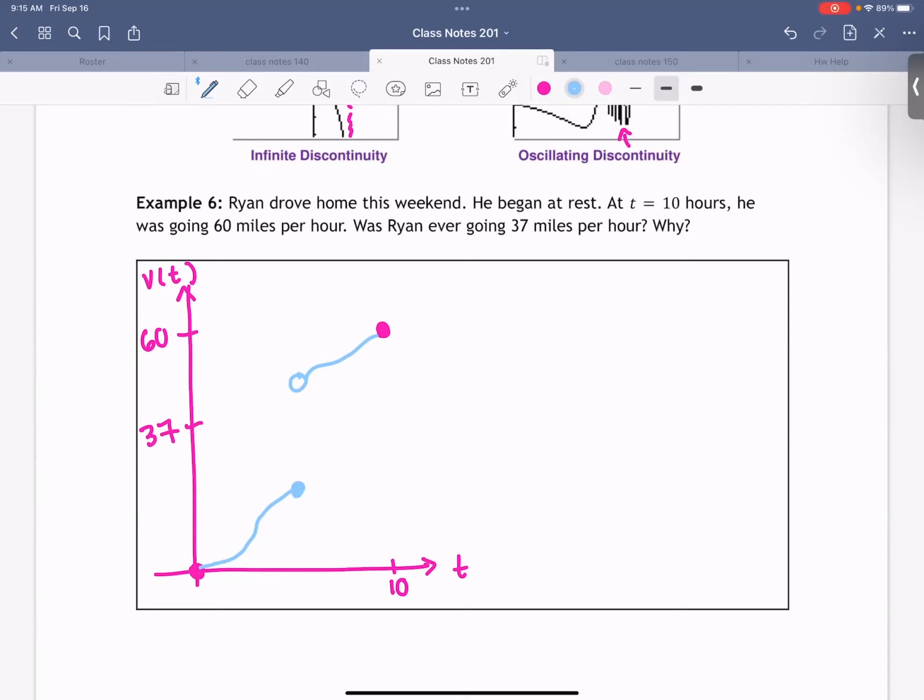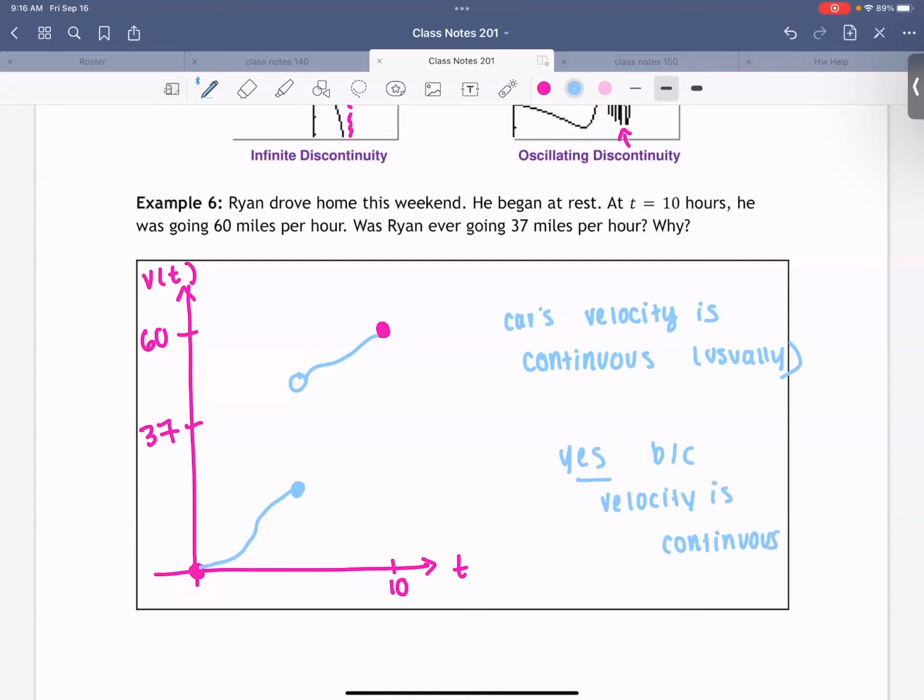The reason why he was going 37 miles per hour then is because his velocity is a continuous function, right? So a car's velocity is continuous, usually. And continuous functions don't have jumps like this. So the answer is yes, he was going 37 miles per hour. And the reasoning is because his velocity is continuous.